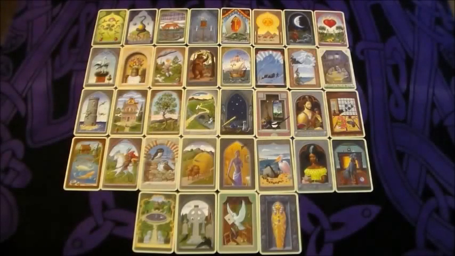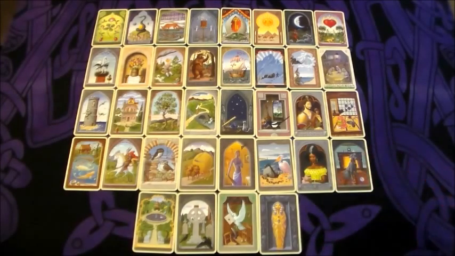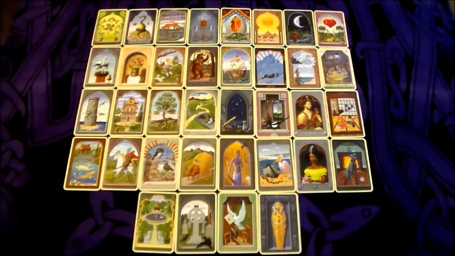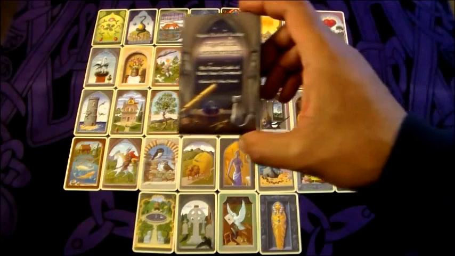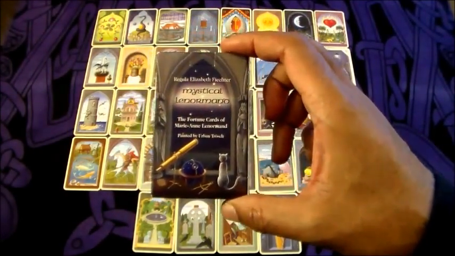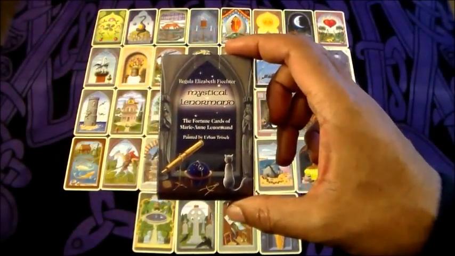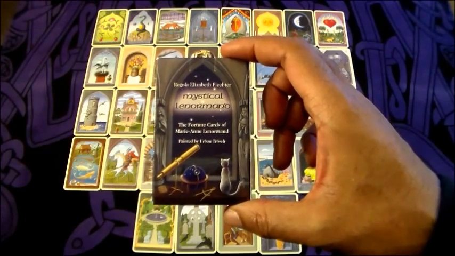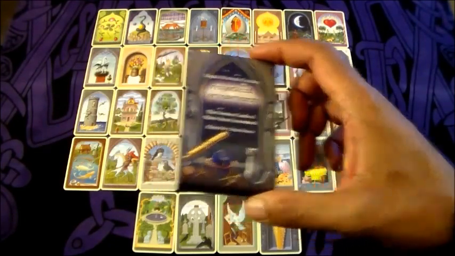And here we are, once again looking at Howard's Grand Tableau, and the deck that I'm using for this series is the Mystical Lenormand. It is by Regula Elizabeth Fiechter, and the artwork is by Trösch.